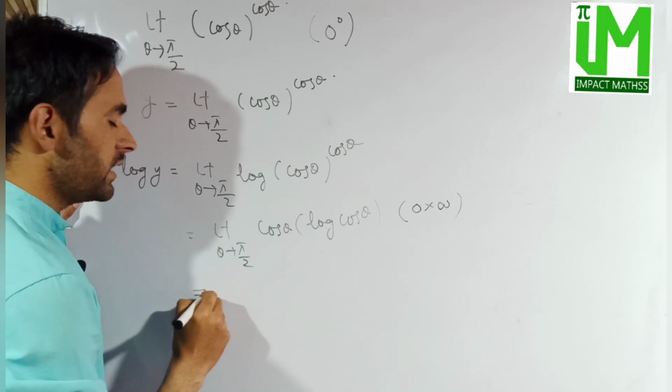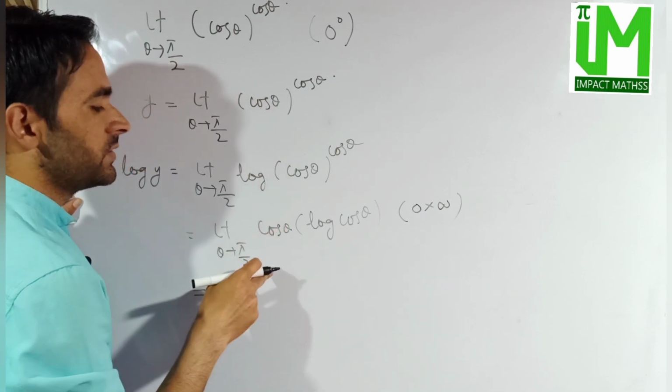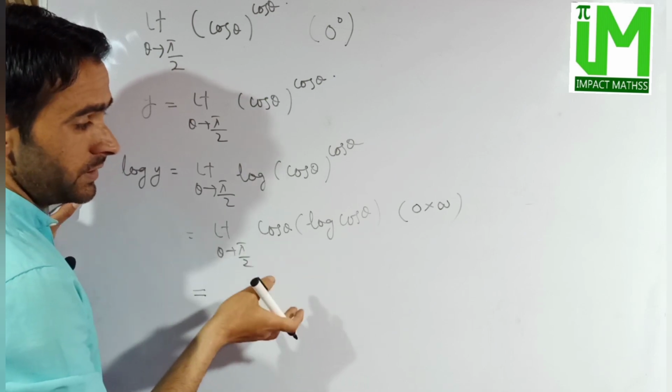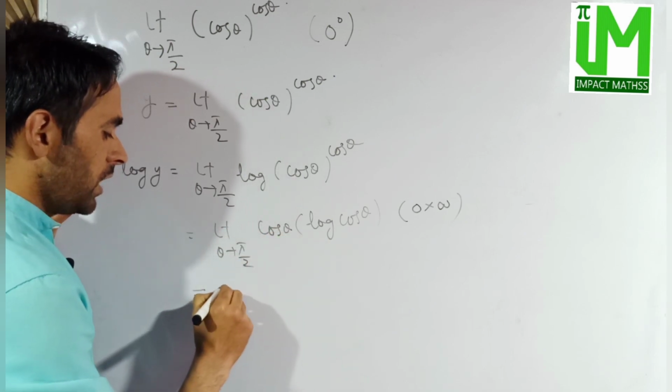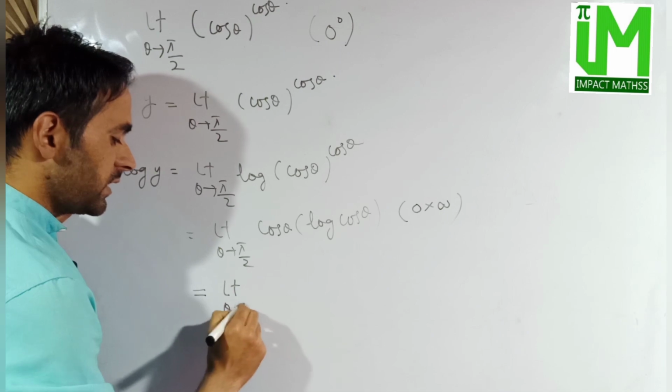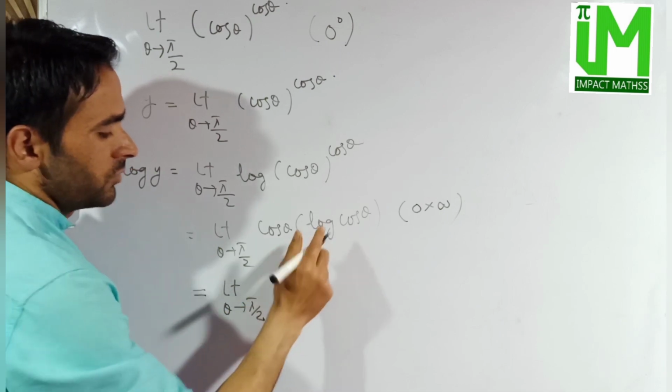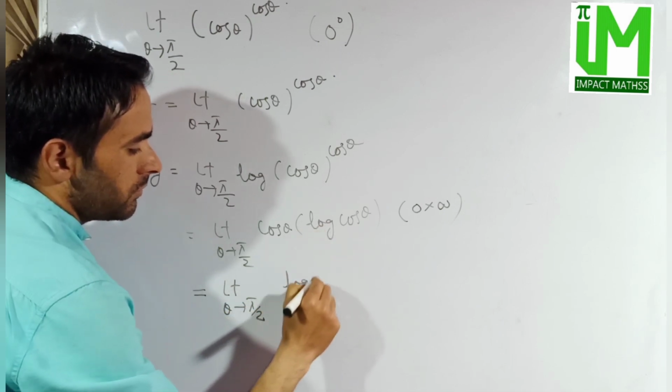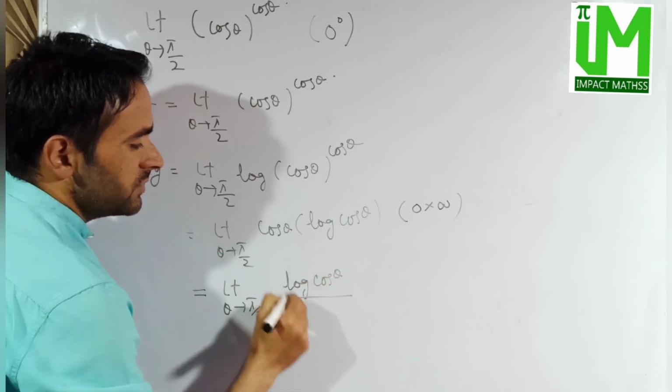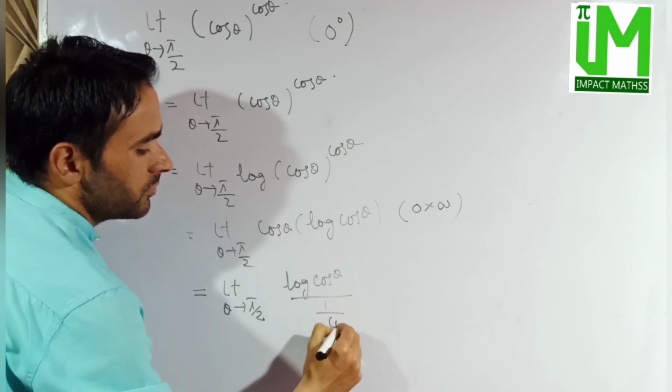So converting into 0 by 0 form or infinity by infinity form, whichever is possible here. So we'll write limit theta tends to pi by 2. So we'll be writing log of cos theta divided by 1 by cos of theta.